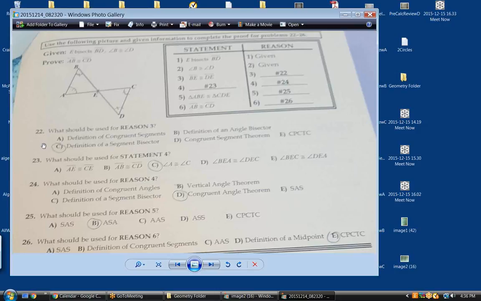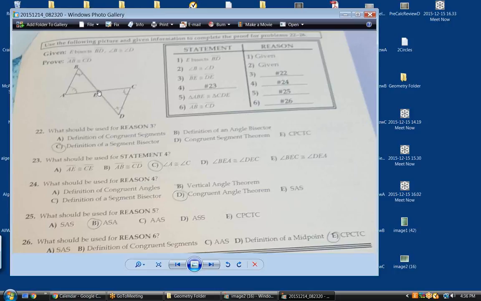For reason 3, BE equals DE. Yeah, go ahead and read your options. That's definition of congruent segments, definition of segment bisector. No. This congruent segment theorem. It's C. In other words, we are told that E bisects BD.